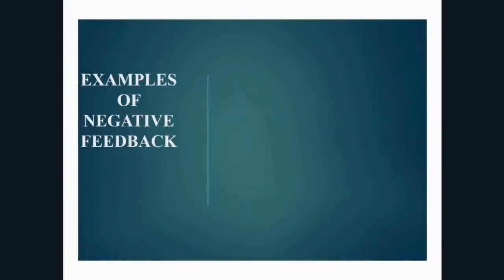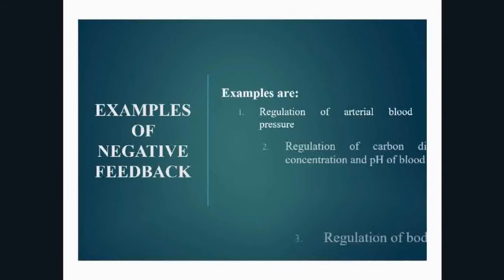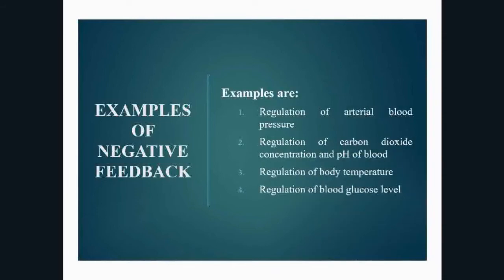There are numerous examples in which the body regulates its activities by means of negative feedback system. These include regulation of arterial blood pressure, regulation of carbon dioxide concentration and pH of blood, regulation of body temperature, and regulation of blood glucose level.